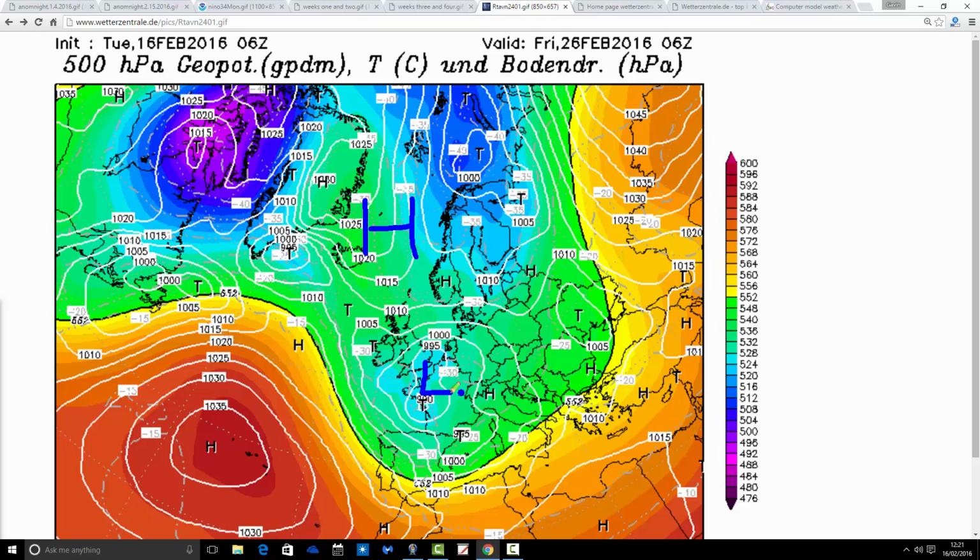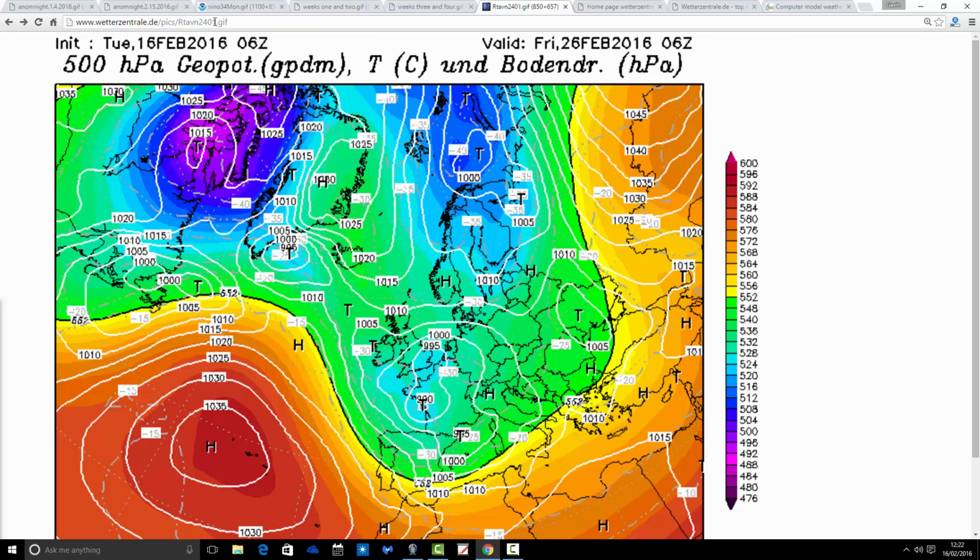So this is a very similar scenario to the end of next week. This is day 10, Friday 26th of February. We're ending next week on this particular run of the GFS, very similar to how we have been this week, with high pressure to the north, low pressure diving down to the south as this trough, and bringing in these easterly northeasterly winds. We haven't got a severe depth of cold air.